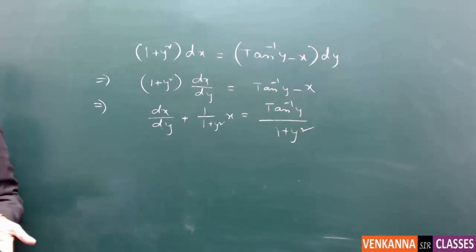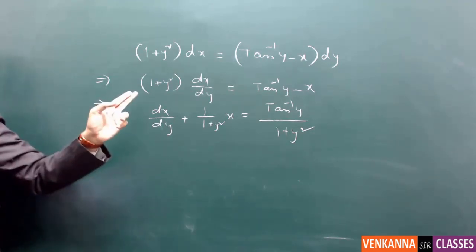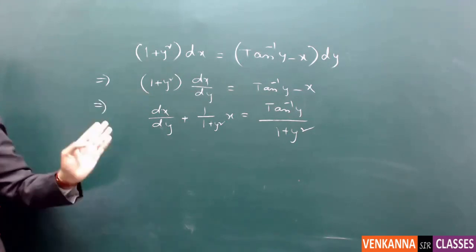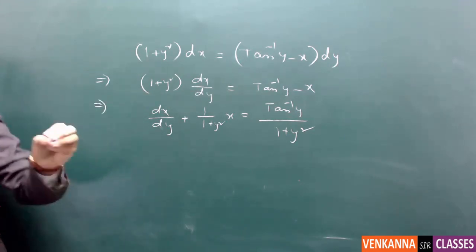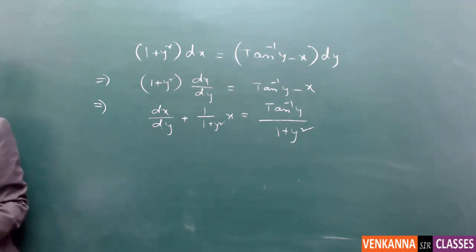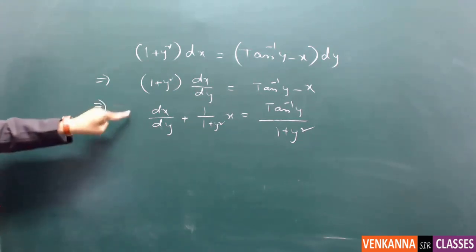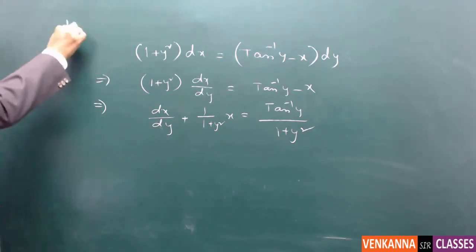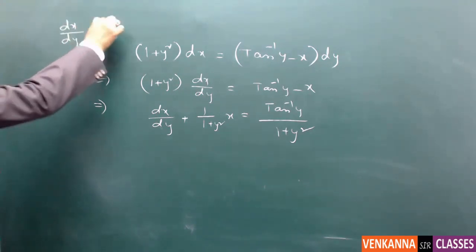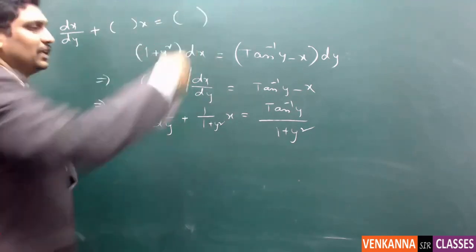Unless you know what type you are going to convert to, either dy by dx or dx by dy, it takes 5 to 10 minutes wastage of time from the examination point of view. There you miss the whole thing, isn't it? It is just to confuse you and waste your time, that's all. Otherwise, there is nothing special in the question asked. So it is of the form dx by dy plus some value into x is equal to some value.